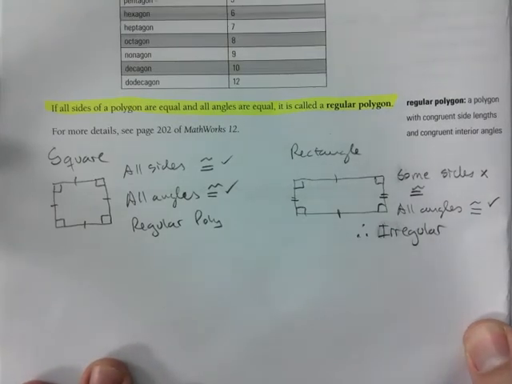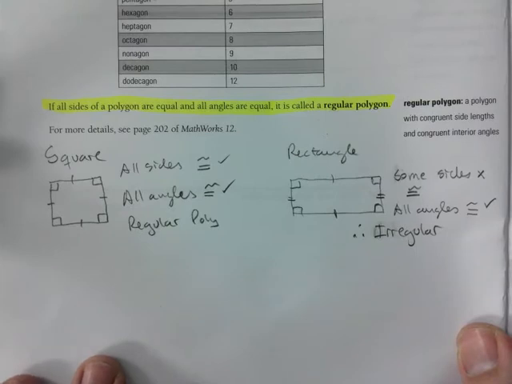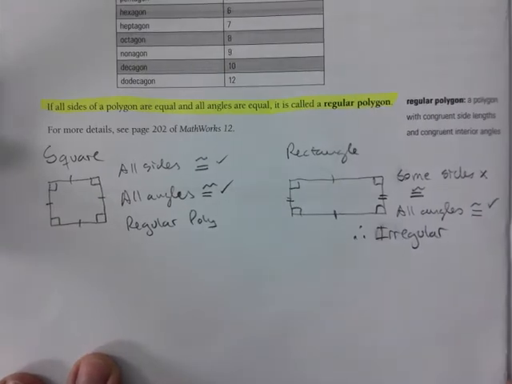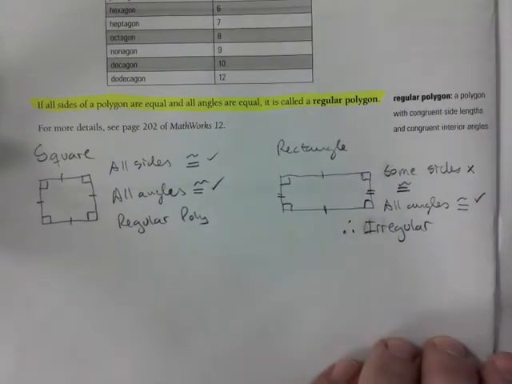Same with triangles. Equilateral would be, isosceles would not be, right? Scalene for sure wouldn't be, right? But that's just it. You need to know, if I ask you like a multiple choice or something like that, what does it mean to be regular when it comes to polygons, okay? So have that down.